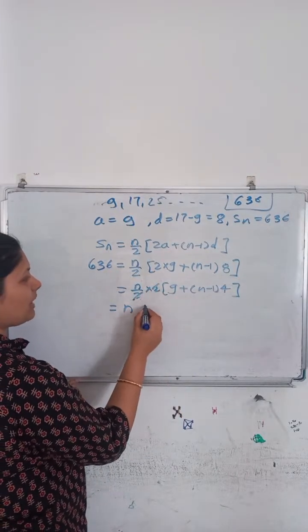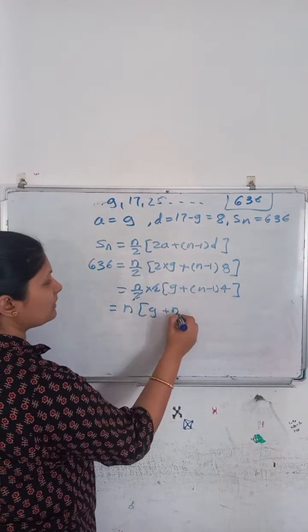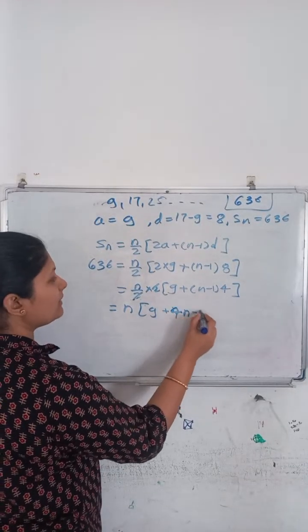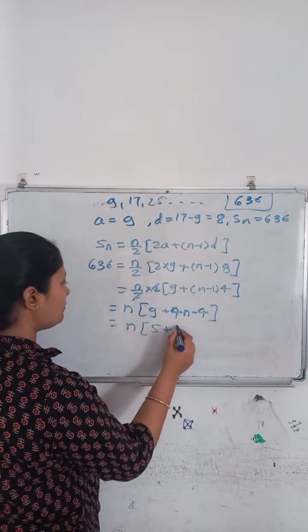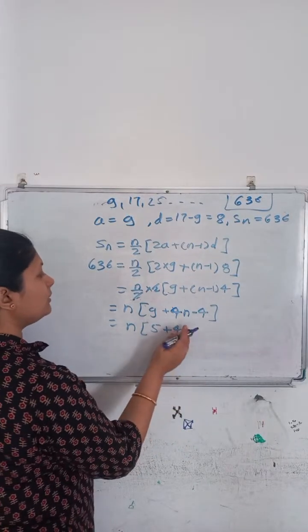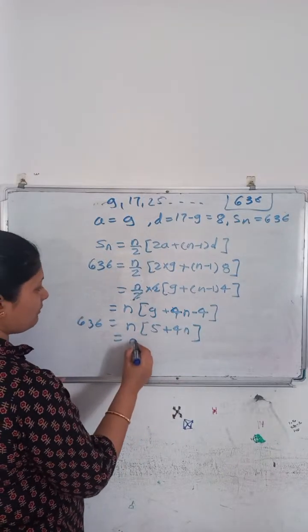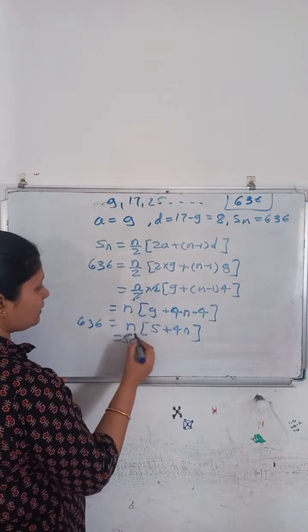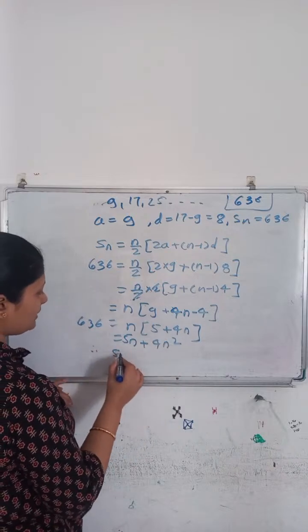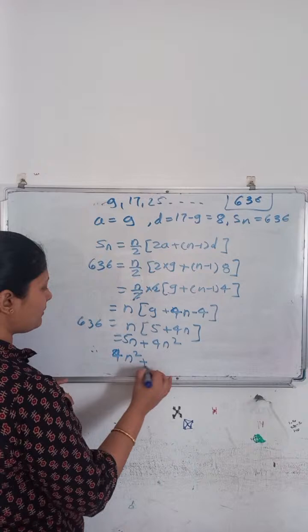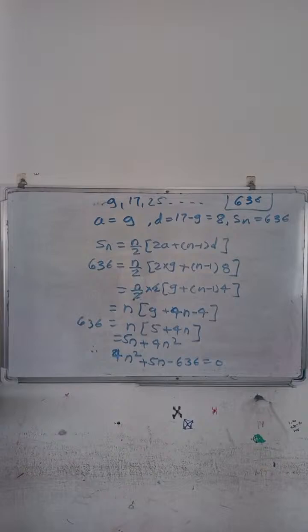So n, and multiply this. 9 plus 4, you can multiply inside this bracket: 4n minus 4. Here 9 minus 4 is 5 plus 4n. Keep it as it is, and this is 636. Now n you can again multiply inside, so 5n plus 4n square. In the next step you can write 4n square plus 5n minus 636 is equal to 0.